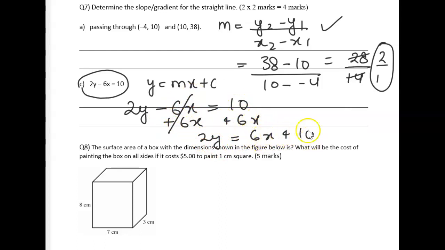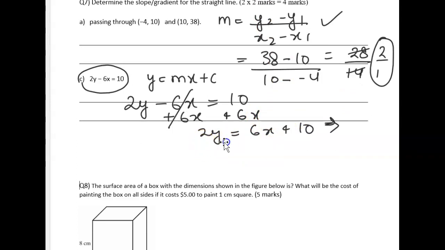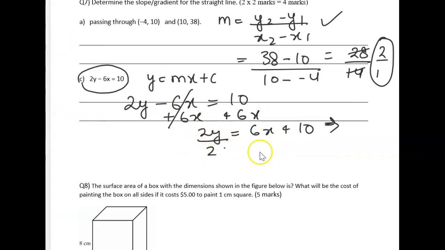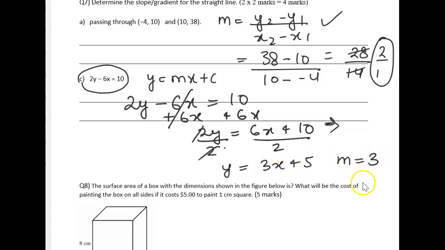6x plus 10. So which actually tells you when you divide, if you divide by 2 both sides, I'll show you that. So you divide by 2 both sides, okay? So you get y equal, so this cancels. 6x over 2 is 3x. 10 over 2 is just 5. So y is equal to mx plus c, and your m is 3, okay?